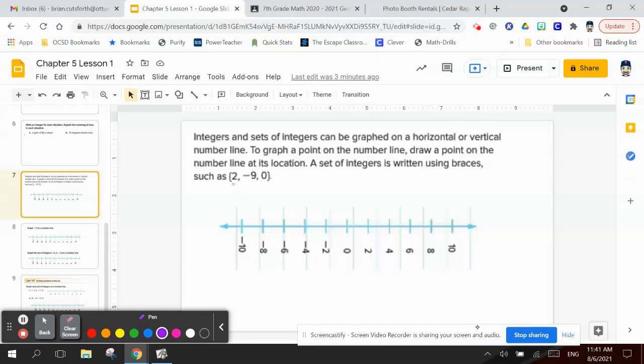I look at finding 2. 2 does not have a negative sign, so I know it's to the right of 0. So when I look down here, here's 2. I simply put a dot. Negative 9 has that negative sign, so it means it's to the left of 0. So I count 2, 4, 6, 8, 10. I know that 9 is in between 8 and 10, so here's negative 9, and I'll put a dot on there. And the last one is 0. 0 is not a positive. It's not a negative. It's here in the middle. So again, I'm going to put a dot on 0.